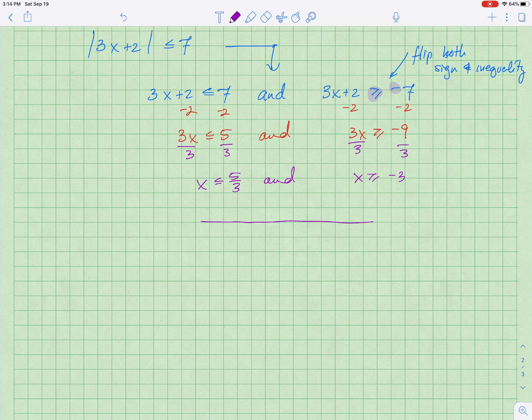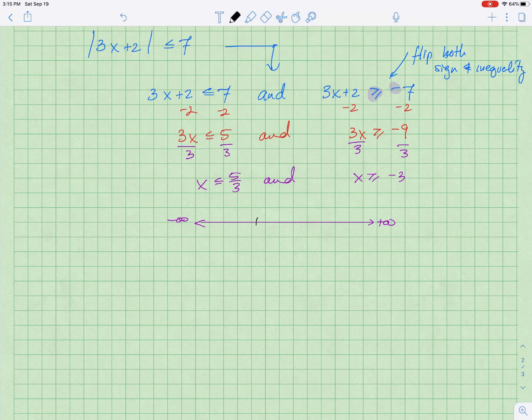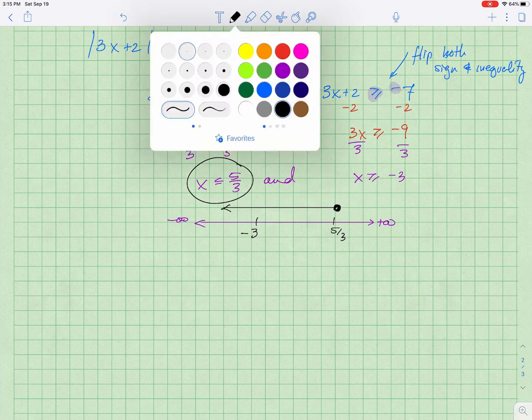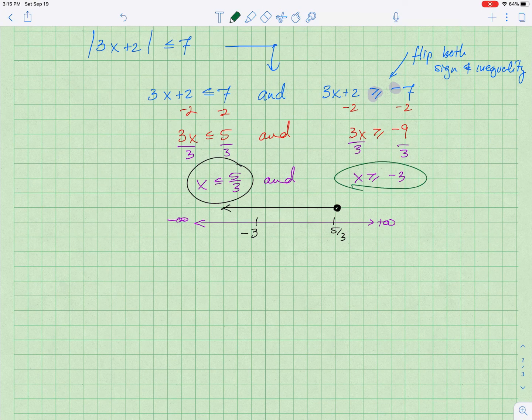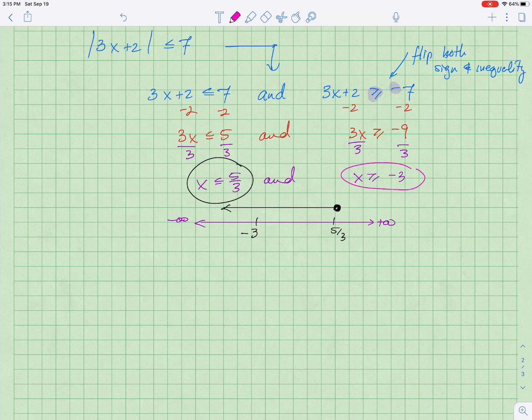And then if you draw that on the number line, right? Here's negative infinity, here's positive infinity. And let's see, negative 3 is a negative number. We'll put that on the left. And then 5/3 is a positive number, so that's going to be on the right somewhere. And this inequality says that we have to be equal to or less than 5/3. And this inequality, that's not a good color. This inequality says that we have to be equal to, solid dot, or greater than negative 3.